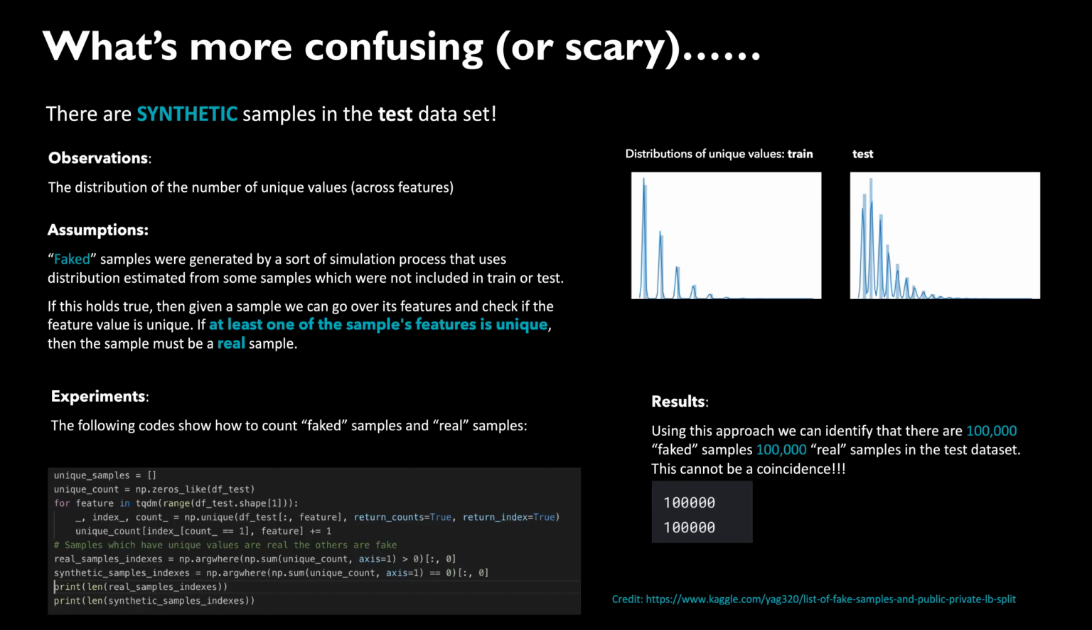Therefore, we have a solid reason to believe the assumption, or the hypothesis, is true: that there is fake data as well as real data in the test data set. And we got a way to differentiate them, which are real data and which are fake data. But this actually adds complexity and confusion to the problem, because so what?